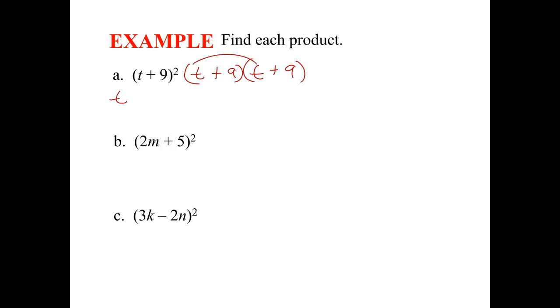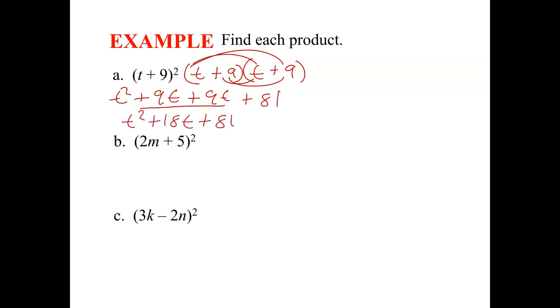T squared, t times 9, 9 times t, and 81. I end up with the same term twice. That's why I multiply and double. When you do that multiplication, you end up with the same term twice, which is why we multiply and double. Square the first term, square the last term, multiply and double.